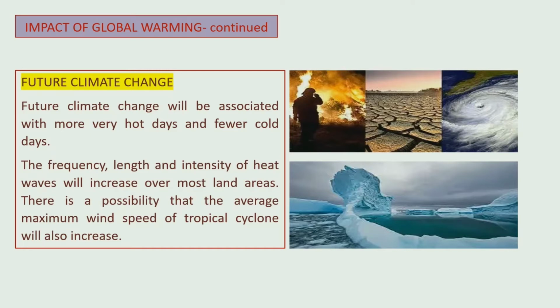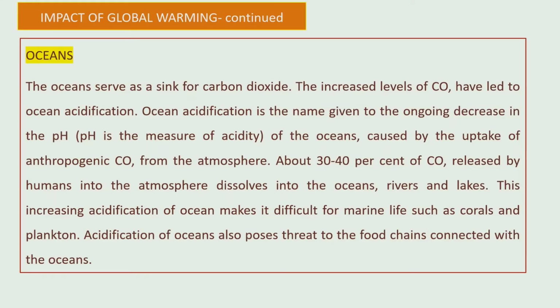The second point of the impact of global warming is oceans. How does it impact the oceans and marine creatures? The ocean serves as a sink for carbon dioxide. The increased levels of carbon dioxide have led to ocean acidification. Ocean acidification is the name given to the ongoing decrease in the pH of the oceans.